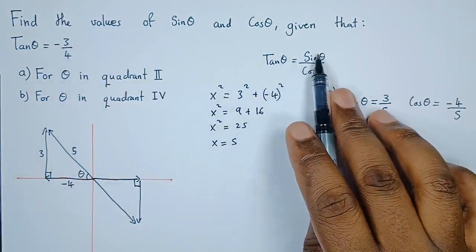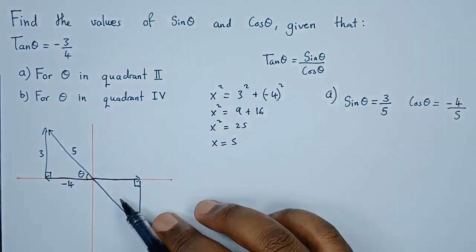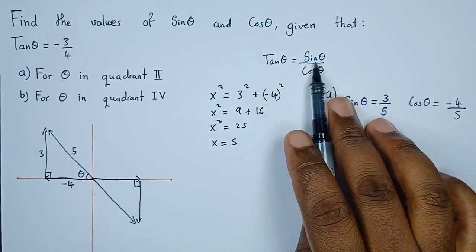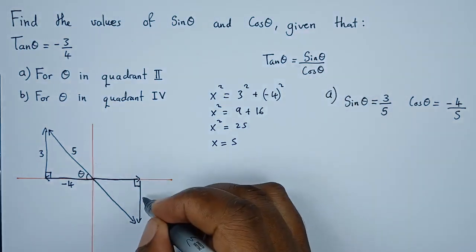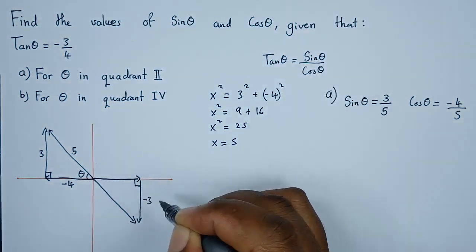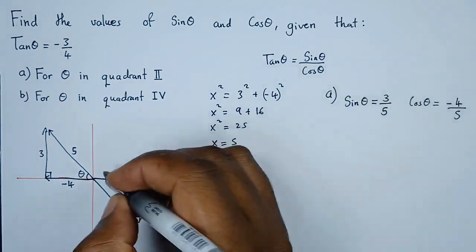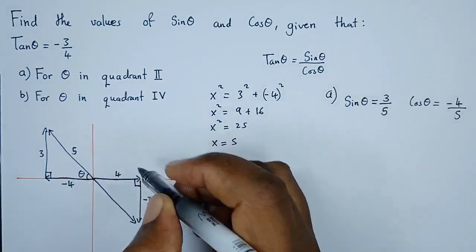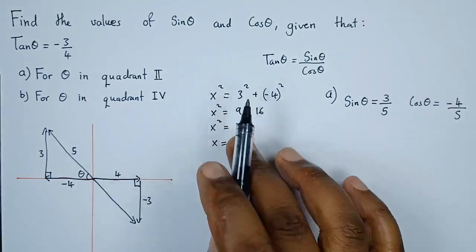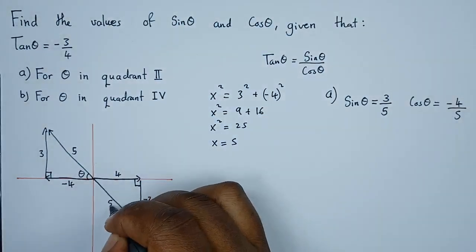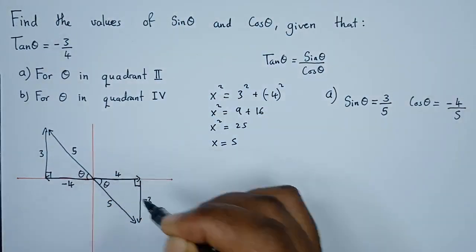Remember, tan is sine over cos. So in this quadrant, sine is negative. So since sine is negative, it is this value here, which is a negative 3. Cos is positive, so this one here is a positive 4. If we apply Pythagoras, we'll still get the same value, which is 5, like this. And this is our theta.